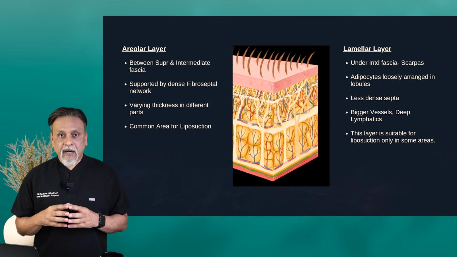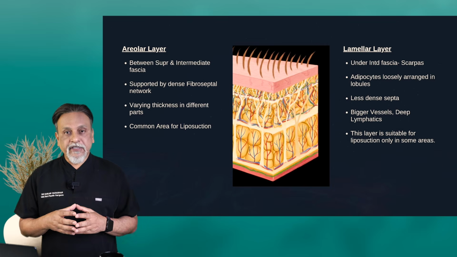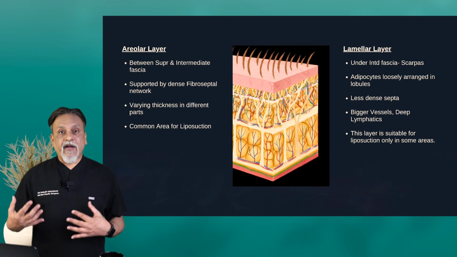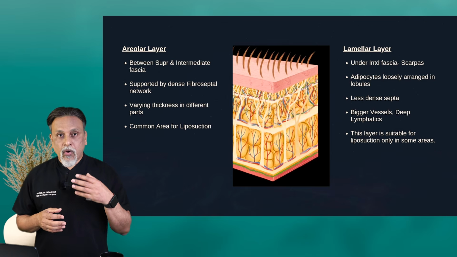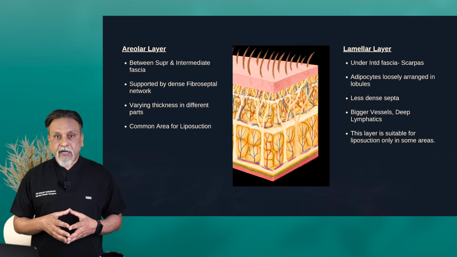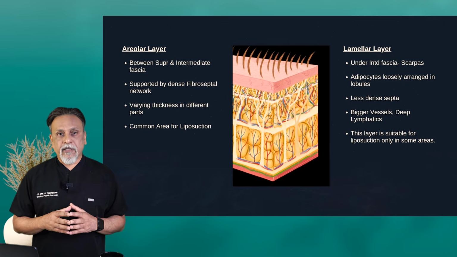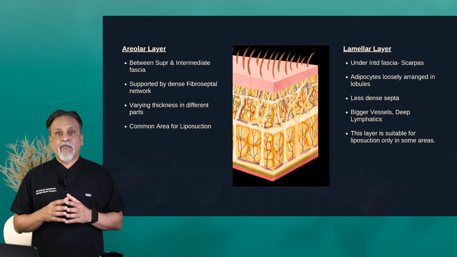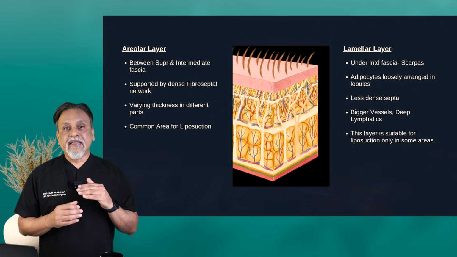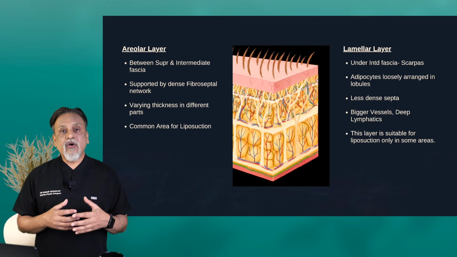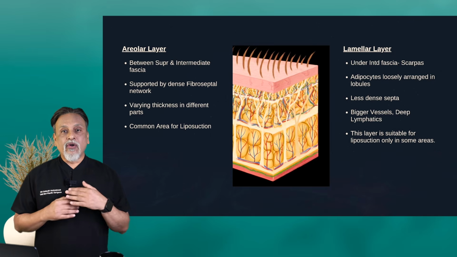Then the lamellar layer. Lamellar layer is below the intermediate fascia. Intermediate fascia is like Scarpa's fascia, although it is not defined or given a name in different parts of the body, but it is the same fascia as the Scarpa's fascia. So it's a very well defined fascia. And in some parts of the body, fat deposits underneath this fascia. Now, what is the purpose of lamellar fat? Lamellar fat allows the superficial layer to glide on it.